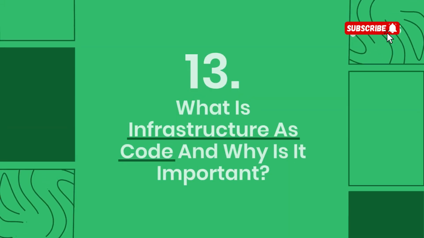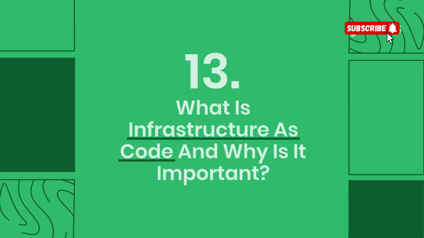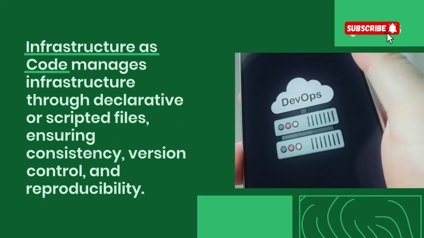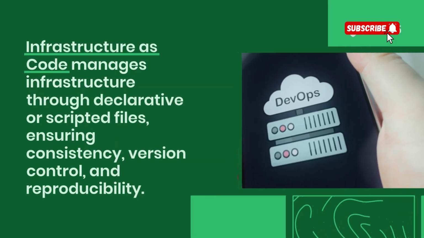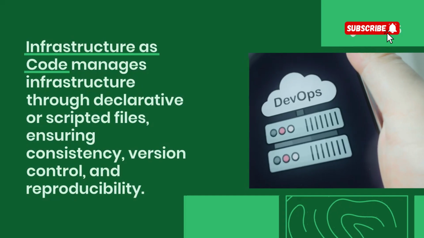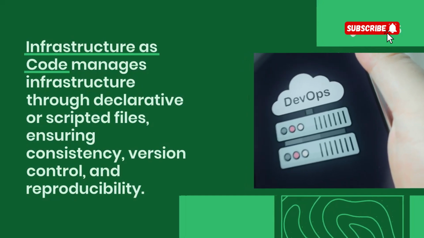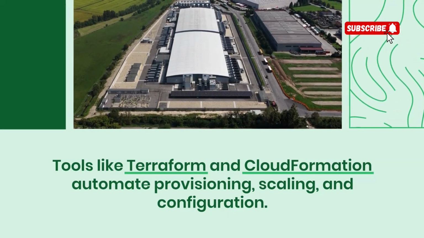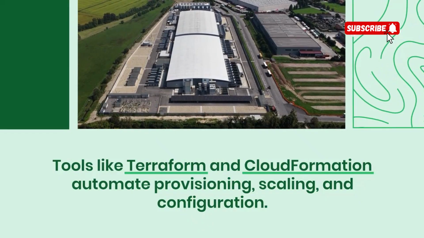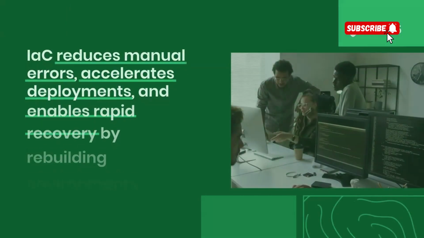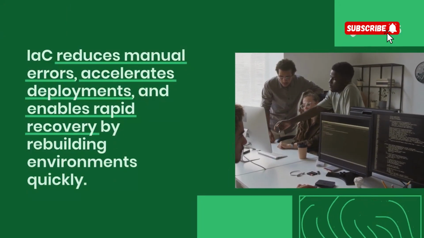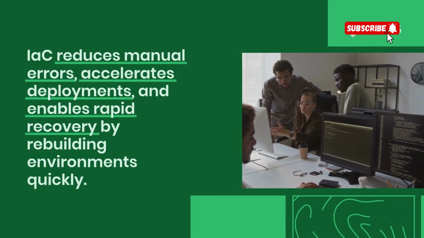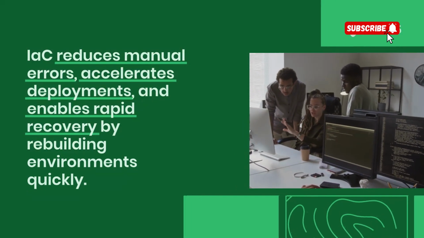13. What is infrastructure as code and why is it important? Infrastructure as code manages infrastructure through declarative or scripted files, ensuring consistency, version control, and reproducibility. Tools like Terraform and CloudFormation automate provisioning, scaling, and configuration. IaC reduces manual errors, accelerates deployments, and enables rapid recovery by rebuilding environments quickly.